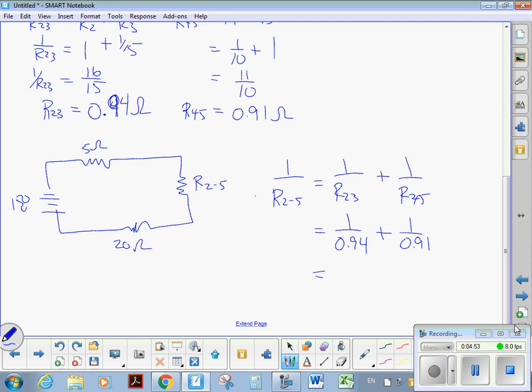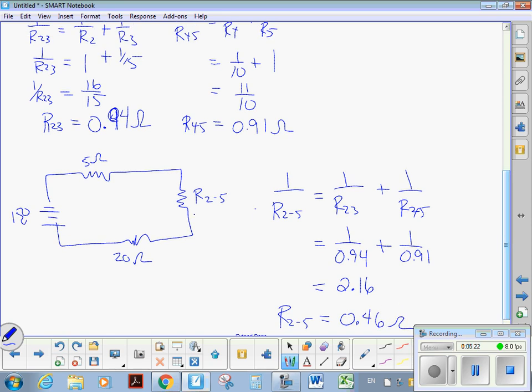So 1 divided by the 0.94 plus bracket 1 divided by 0.91 bracket. So I get 2.16. Now we need to flip it because that's 1 over R25. So we flip it. So 1 divided by that answer, and I get 0.46 ohms. So that means that this one right here is 0.46 ohms.